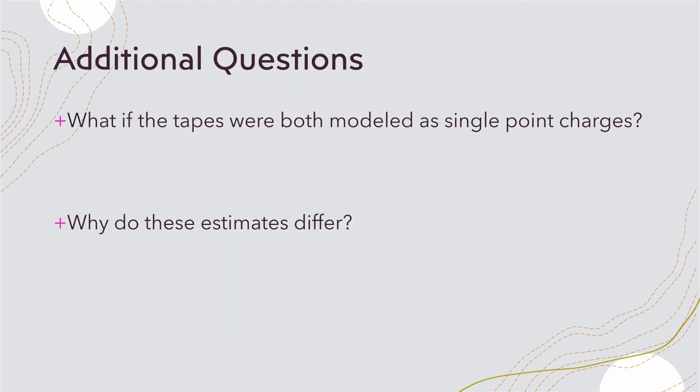What if the tapes were both modeled as single point charges? If both tapes were modeled as single point charges, the magnitude of the excess charge would be smaller than the new calculated value. These estimates will differ because of the nonlinear nature of electric field strength. So as new distances are considered, the effects of those differences are amplified, changing the total value.